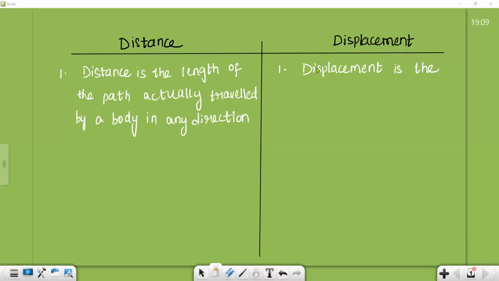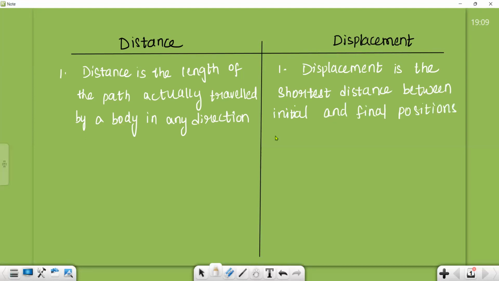So displacement is the shortest distance between initial and final position. Okay. Next, what else we can write? Distance is scalar quantity, isn't it? This is what we discussed.